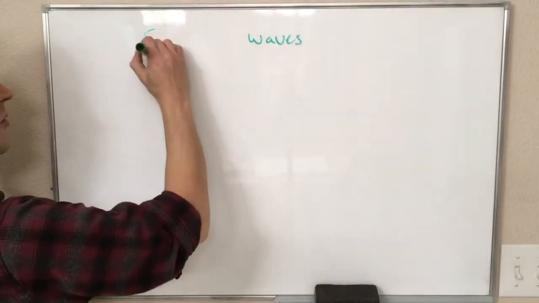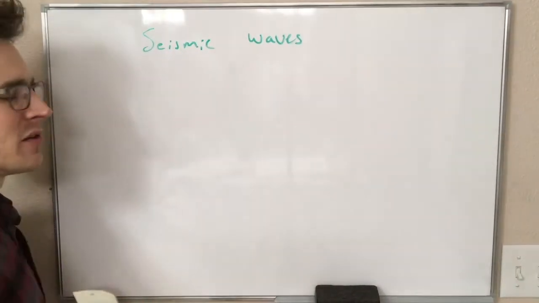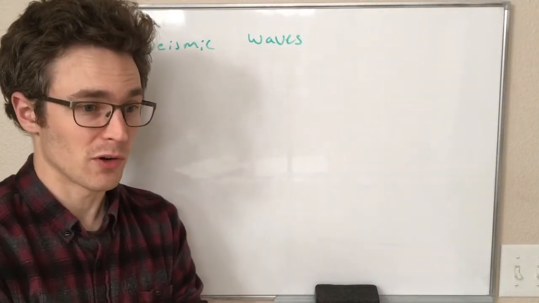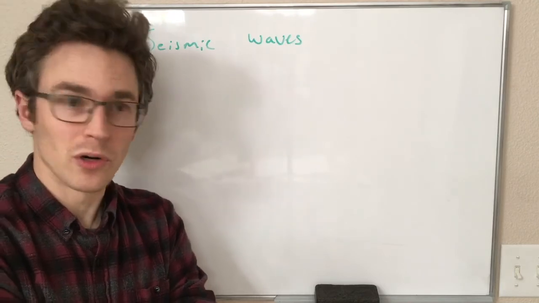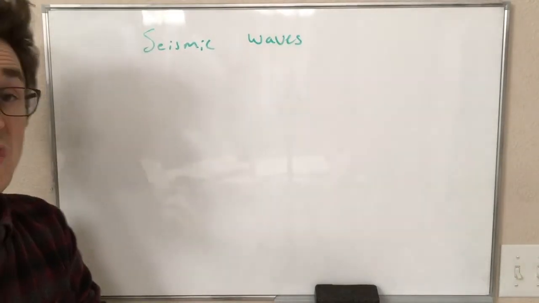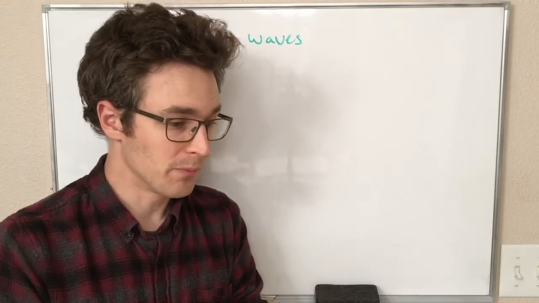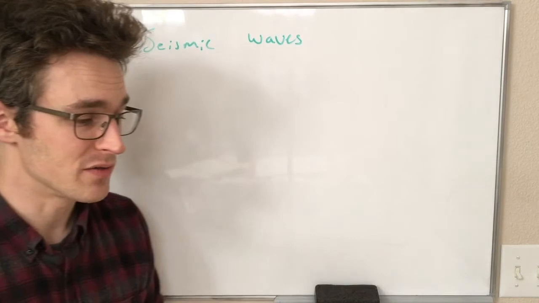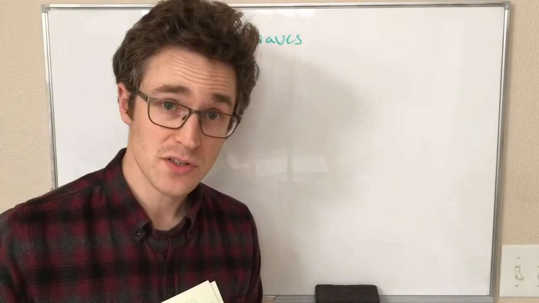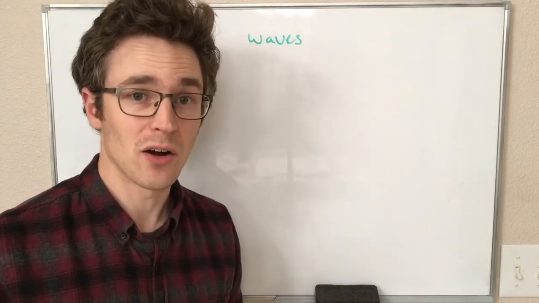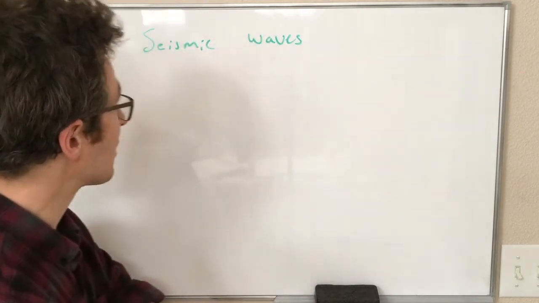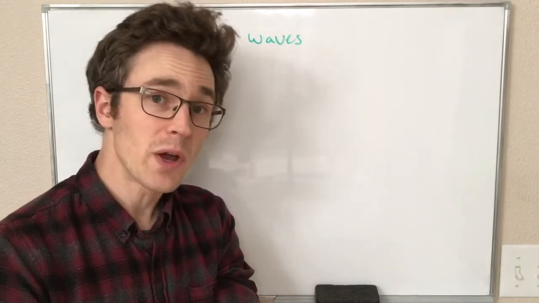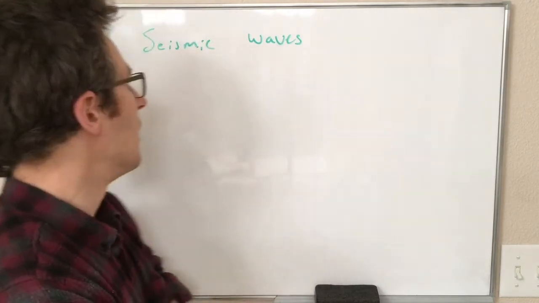So let's talk very briefly about seismic waves. So seismic waves are waves traveling through the Earth itself, the crust and the mantle and the core of the Earth. And seismic waves have a collection of multiple different kinds of waves. So you can have seismic waves that are transverse. You can also have seismic waves that are longitudinal. So if I'm remembering correctly, the longitudinal waves are what they call P waves, and S waves are transverse waves.